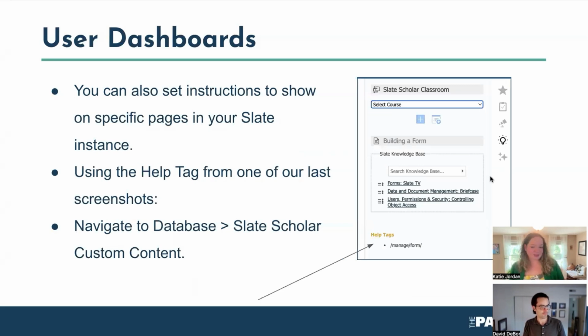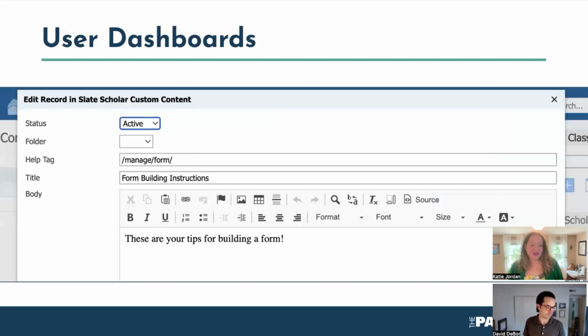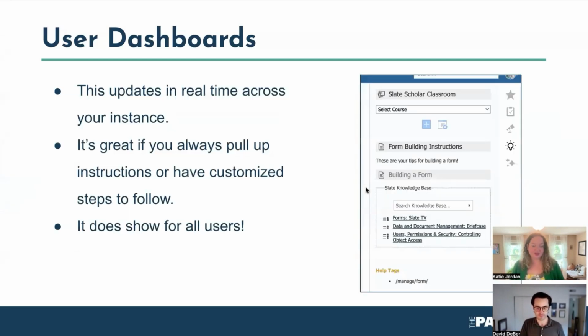And if you go back to the screenshot that we were looking at and we see the help tag of manage/form, you can use that to set instructions to show only for specific pages. So that is going to be database and Slate Scholar custom content. And then the help tag is simply where you place the manage/form, and then you place your instructions there. This updates in real time. It is fantastic if you are always pulling up the same Word document or Google Drive instructions on the side while you're doing something. But something I do want to make sure to say is this does show for all users.